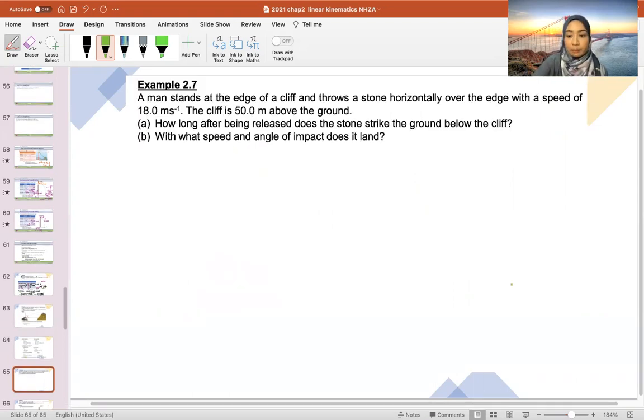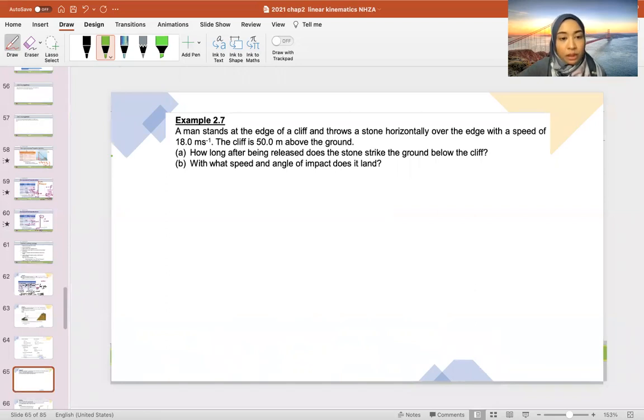Okay, another example that we should do to test our understanding. A man stands at the edge of a cliff. Macam mountain yang sama, but it's not. It's a different one. Okay, ni orang. Dia stand kat hujung ni macam nak jatuh tapi kaki dia masih cecah. And throws a stone horizontally. Very important keyword here.